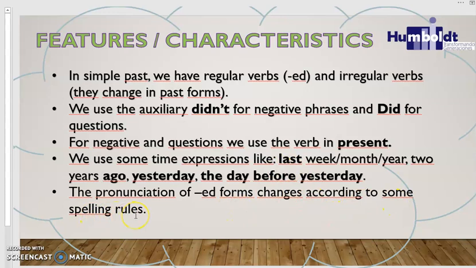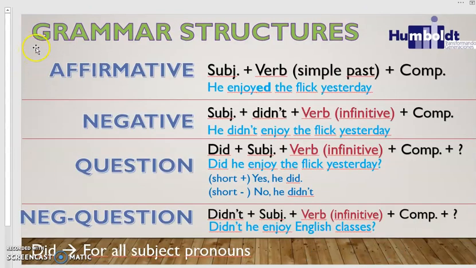So the final one is that the pronunciation of the ed verbs changes according to some spelling rules. So in this case, we don't say the verbs played, visited, walked, worked. We need to take in mind some special spelling rules, right? So let's continue with the grammar structures. We're going to analyze it by an example. You can pause the video to analyze the structure.